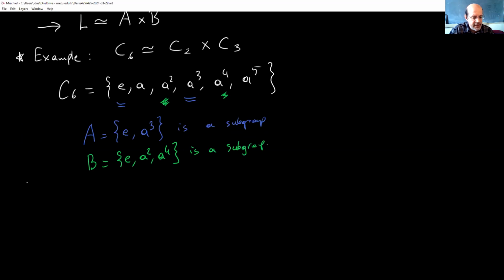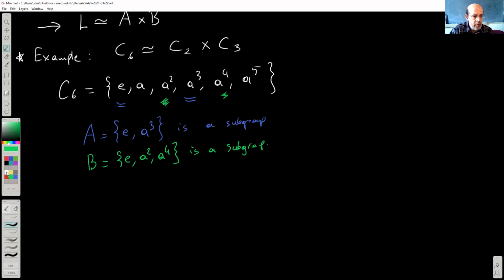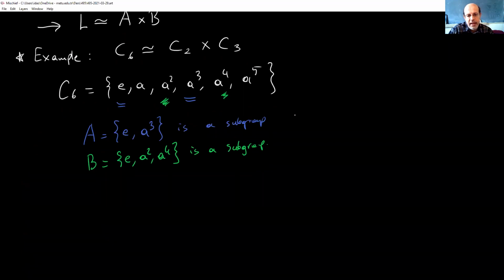So in any case, you can see that A is actually a cyclic group, and B is also a cyclic group with order 3 in that case. So A squared has order 3, A cube has order 2. So these two are cyclic groups. So in a way, this cyclic group contains subgroups which are also cyclic.